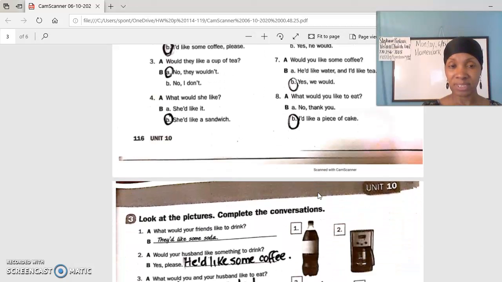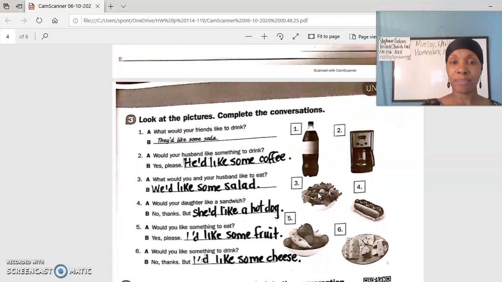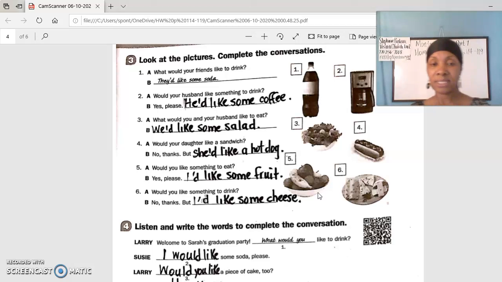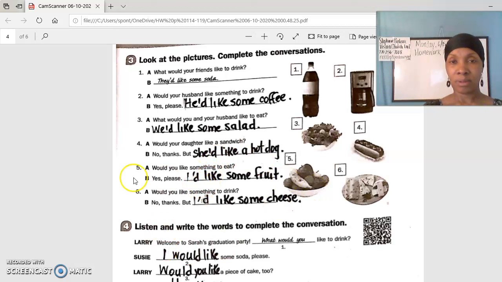All right, number 11. Look at the pictures and complete the conversations. All right, so we've got 6 pictures over here of different refreshments or foods, and you're going to answer the question based upon the picture for that number, okay? So let's do number 1. They already did that one for you. What would your friends like to drink? And so the picture for number 1 is soda. So you say they'd like some soda. And remember, they'd is a contraction for they would.